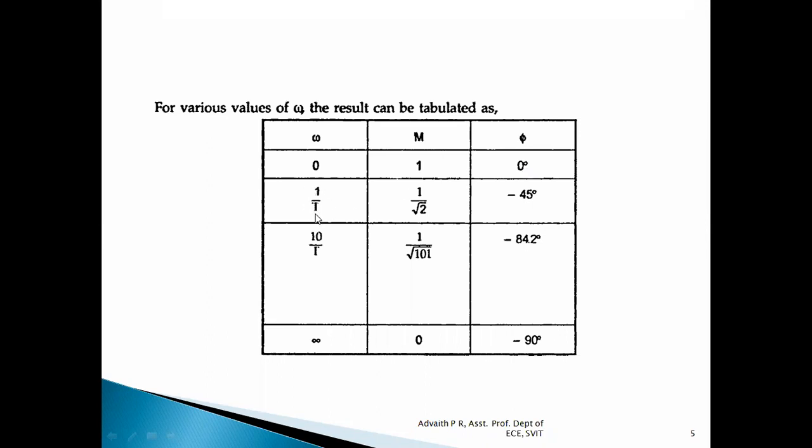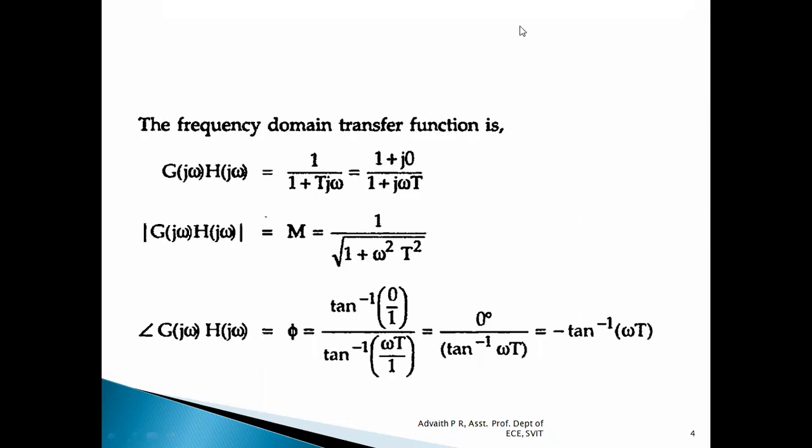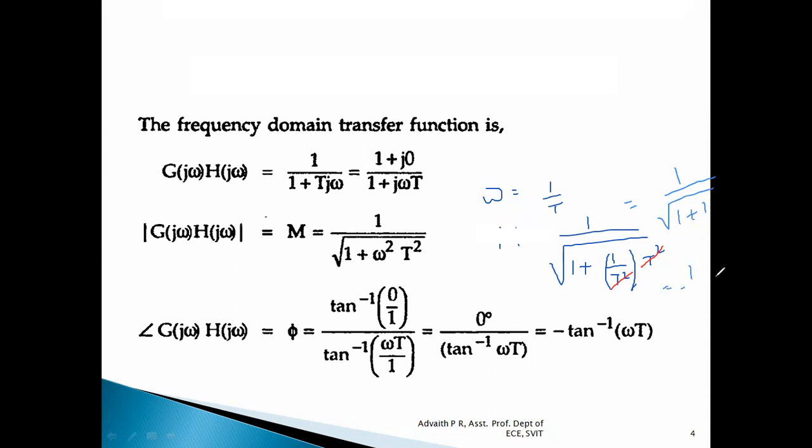Next, let us consider what happens when omega is equal to 1 divided by t. For omega equal to 1 divided by t, the magnitude will be equal to, in place of omega, substitute 1 divided by t. So 1 plus omega square means 1 divided by t square, that is 1 square divided by t square, multiplied by t square. If we observe this, t square and t square will get cancelled. And finally, we arrive at 1 divided by root of 1 plus 1. So this will be 1 divided by root of 2. So the magnitude when omega is equal to 1 divided by t is 1 divided by root 2.